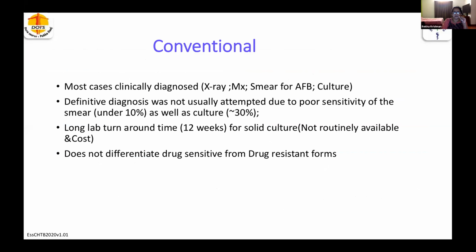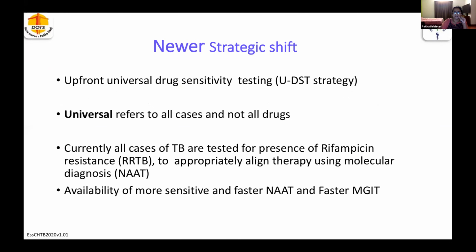And in 2 slides, regarding our conventional and newer techniques. The conventional method was to diagnose most cases clinically with support of X-ray, Mantoux, AFB smear and culture. A definite diagnosis was not usually attempted due to the poor sensitivity of the smear, which is under 10%, as well as the solid culture, which is around 30%. And the turnaround time of the culture is also 12 weeks. Also, it does not differentiate drug sensitive from drug resistant forms. This is the problem. And the highlight of the newer strategic shift, Geetha madam has already highlighted.